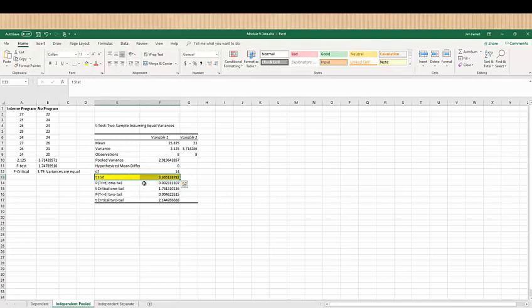Our calculated value of t is 3.365, and our critical value of t for a two-tail test at the 0.05 level was 2.14. So since our t-value exceeded our critical value, we would reject our null hypothesis that the means were the same and accept our alternative hypothesis that the Intense program did have a significant impact on ACT scores. So let's go back to our PowerPoint now and look at that.